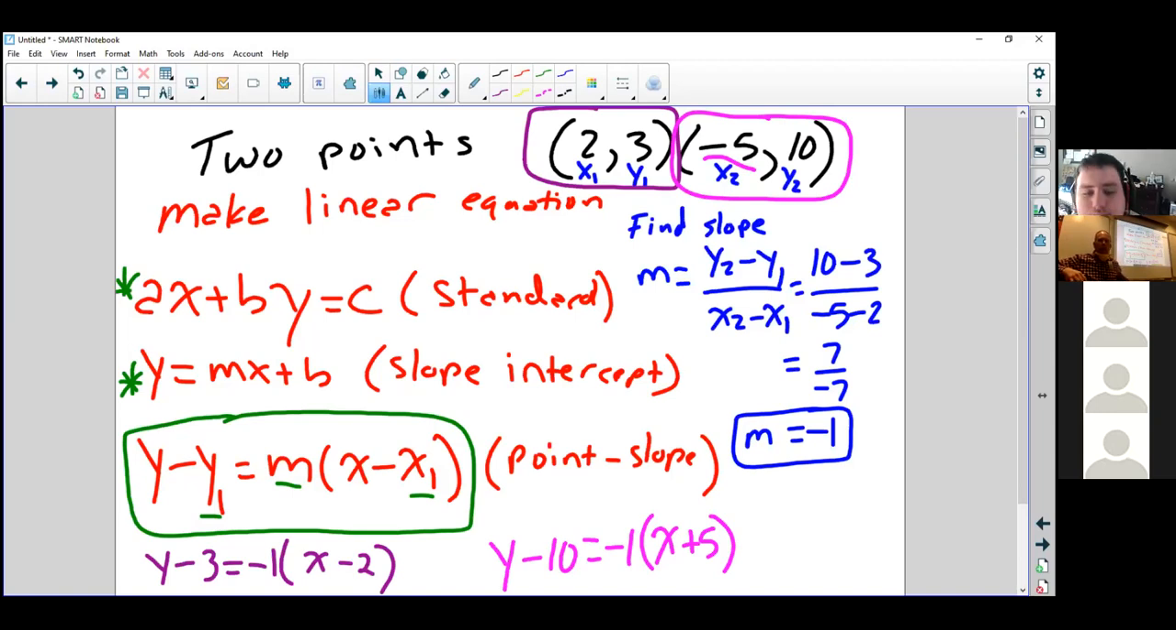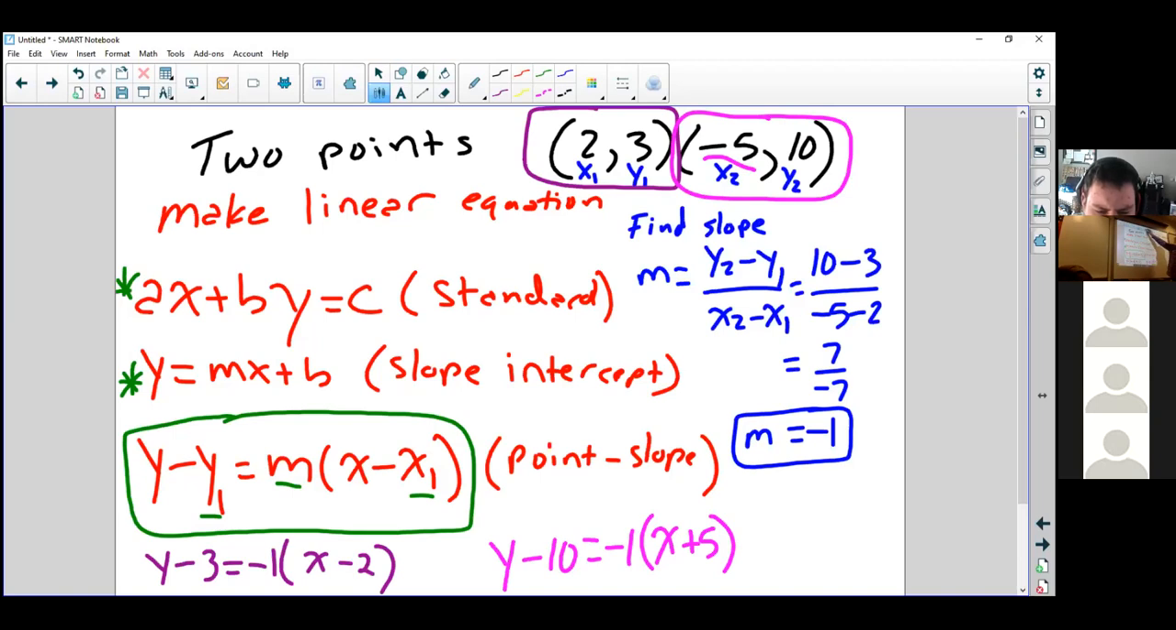So both of those answers are the exact same, and I'm going to show you why. But if I said, hey, leave your answer in point slope form, it's one of those 2 answers that you're going to put. And it all depends on whether you labeled this point x1, y1, or the other point x1, y1.